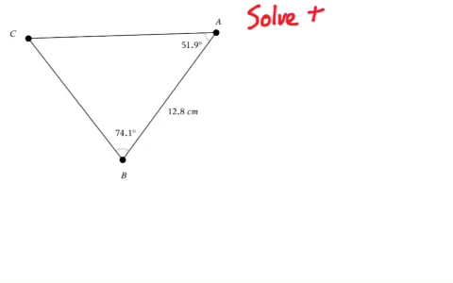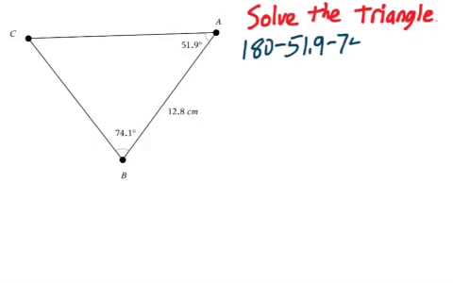Alright, and then the last type is solve the triangle. So this is going to be finding all missing angles, all missing sides. Look at what you're given. I'm given two angles, so I can find the third angle pretty easy. Take my total in the triangle, 180, subtract each of those angles from it. So I've got 180 minus 51.9 minus 71.4. That gets me 54. Alright, so that means angle C has to be a 54-degree angle.